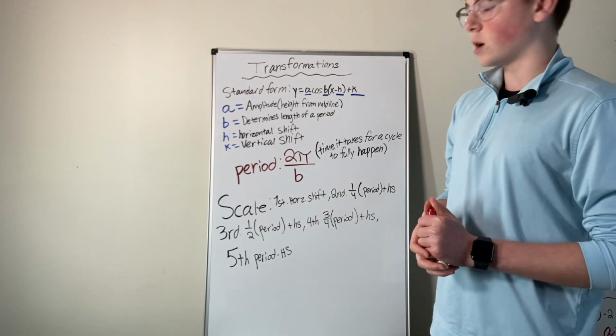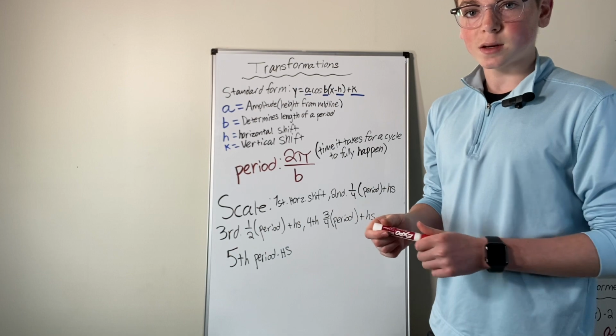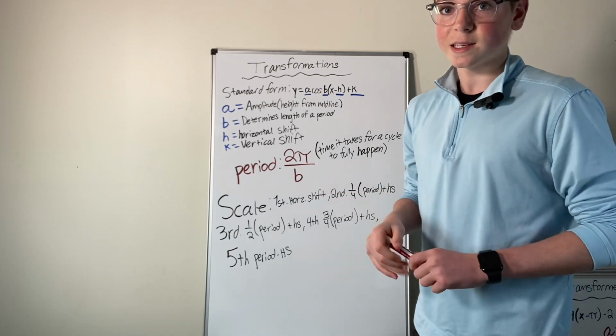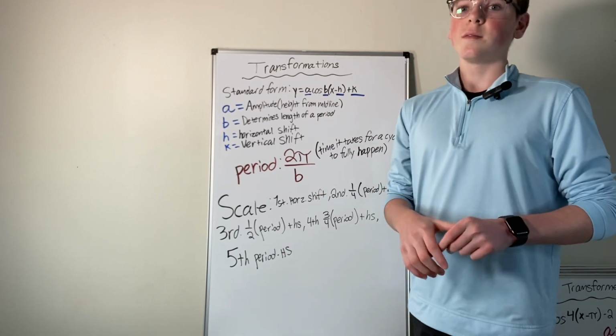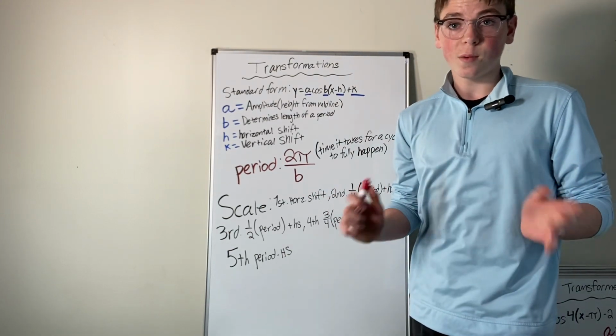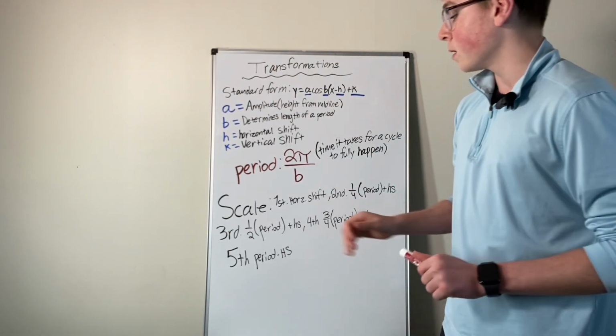Then k is our vertical shift, and that k determines where the midline is. Whatever that k is going to be the midline. If there is no k, our midline is y equals 0. If k is negative 3, our midline is y equals negative 3. Doesn't matter. Then scale.